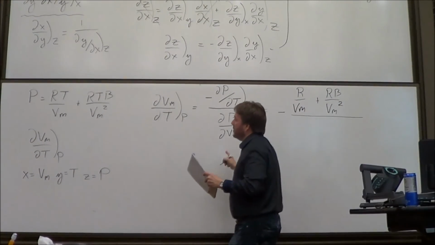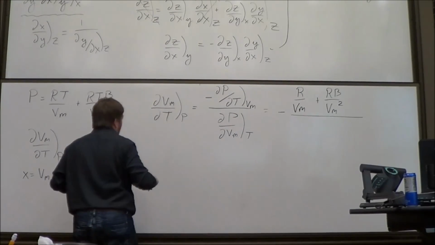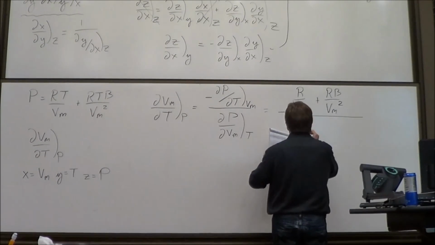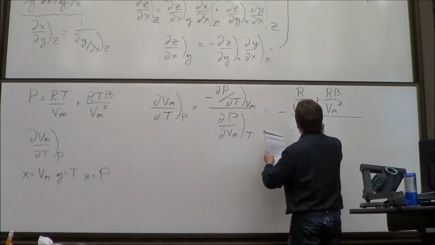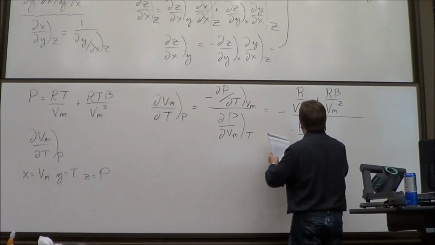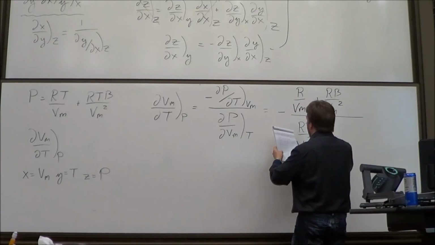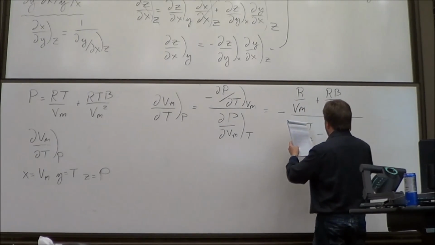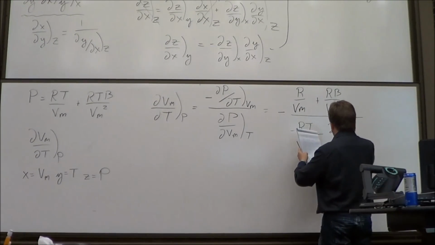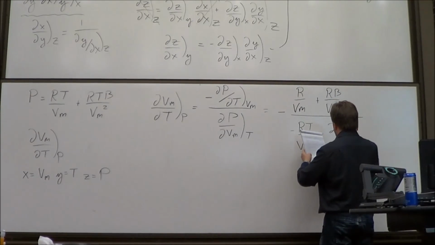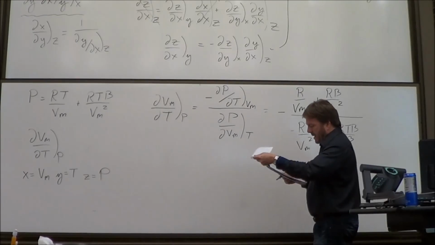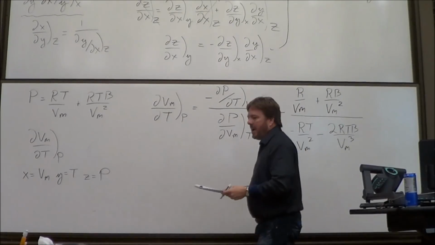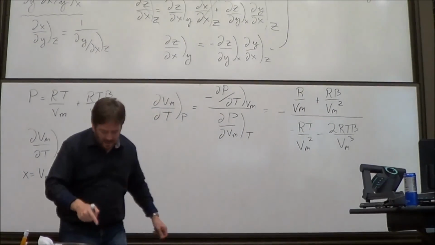Okay, now I've got on bottom dp/dVm, a tiny bit harder. I know that the derivative of 1 over x is minus 1 over x squared. I just have to recognize that my x is now Vm. Okay, and then I've got, unfortunately, the same thing over here, over Vm. Okay, there you go. Did I get that? Yeah.